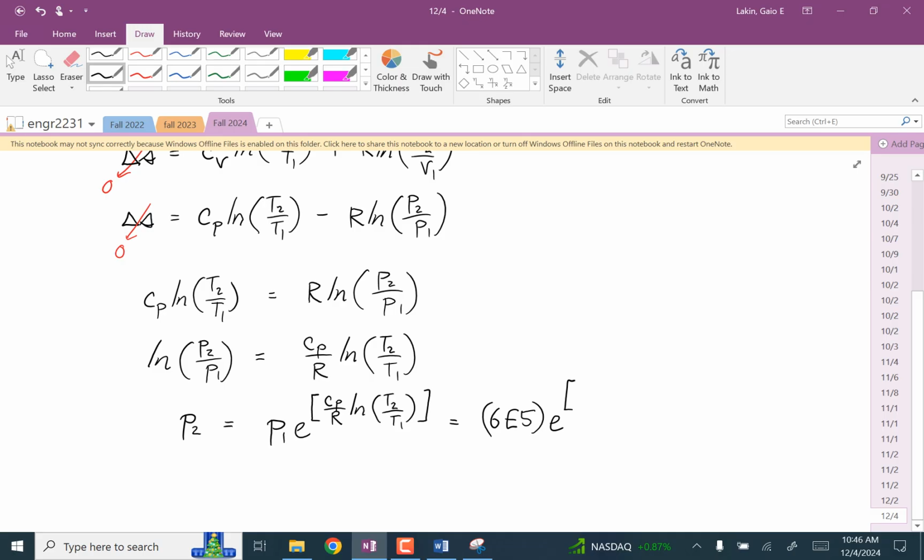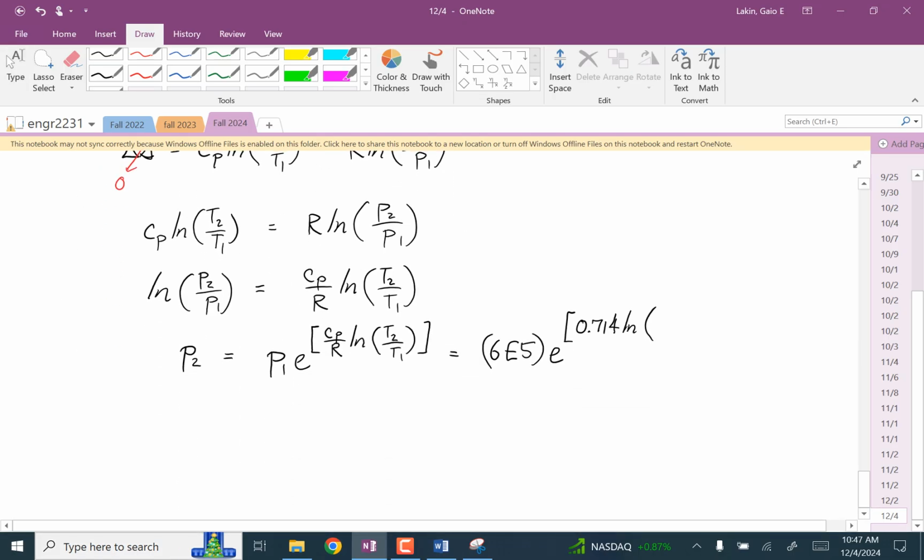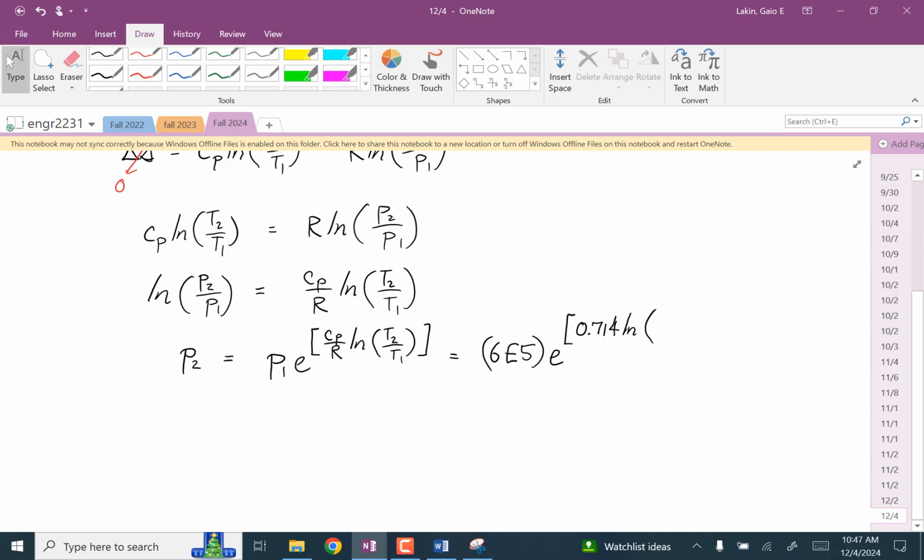Okay, so CP for air, I think, is 718. I think I remember both of those. So CP over R, I think, is 718 over 1005. Let's go with that. So that's 0.714 times the natural log of, so 1000 K and 700 K. So natural log of 700 over 1100.